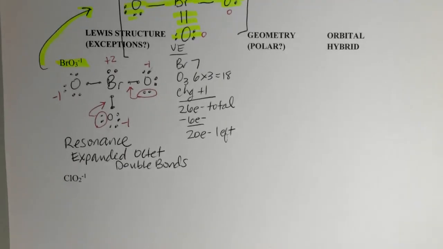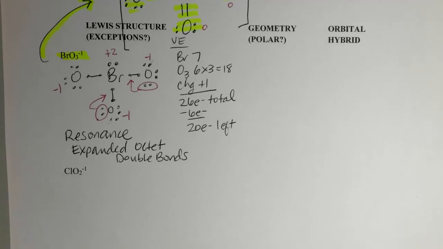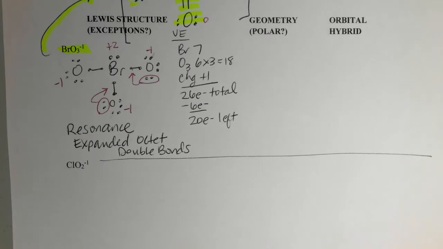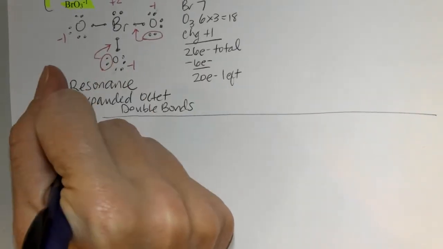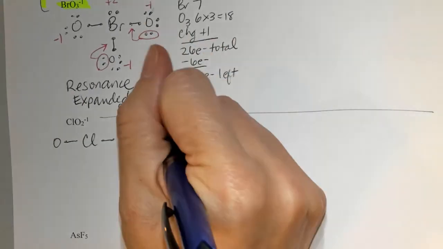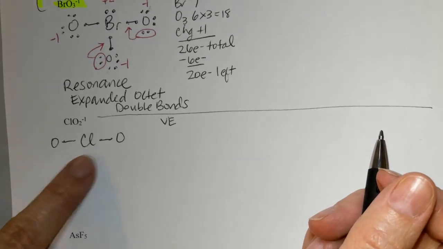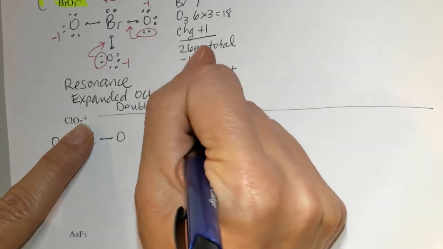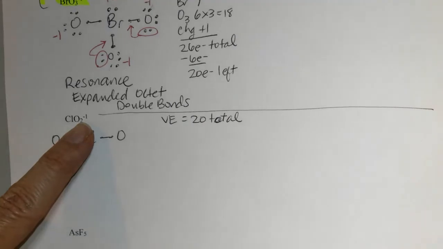All right, so now let's look at the chlorite, ClO2 negative. All right, so let me draw my line. Okay, so we're going to start with chlorine in the center, oxygen on either side. When I look at my valence electrons, chlorine comes in with 7, and each oxygen 6, so that'd be 12 plus 7 is 19, plus an extra 1 for the charge, so we've got 20 total valence electrons. All right, so 20 total electrons.